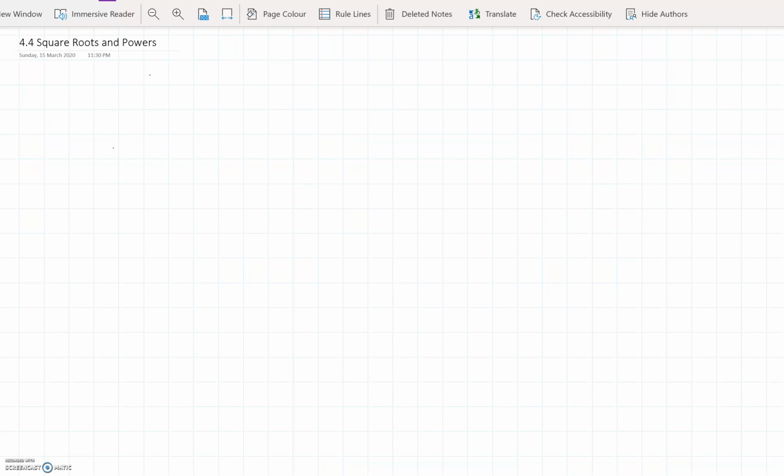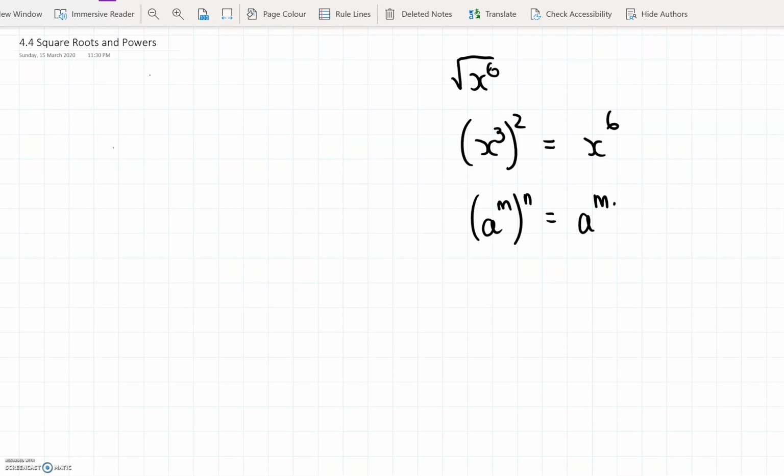Okay guys, last lesson we looked at square roots and powers. For example, I said that if we have the square root of x to the power of 6, we look for x to the power of something, squared, that will give us x to the power of 6. We need to know what number goes in this gap, and in this case it's going to be 3, because if you have a to the power of m raised to the power of n, you get a to the m times n. So to get to that 6, you need to do 3 times 2. So the answer to this one is going to be x cubed.